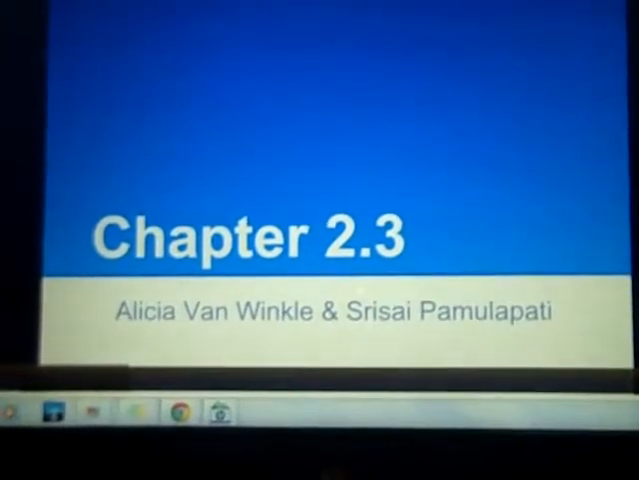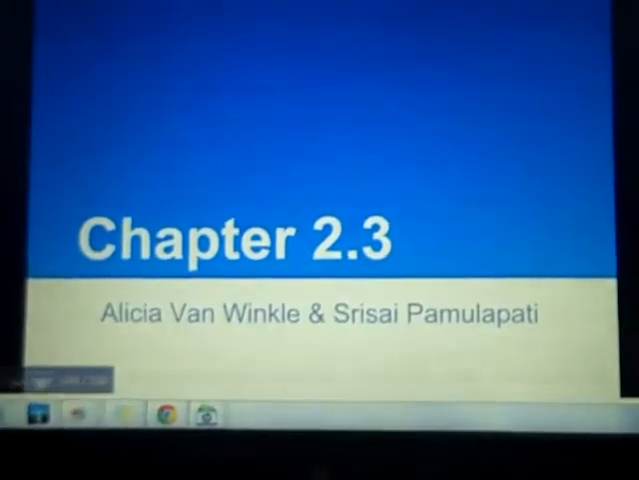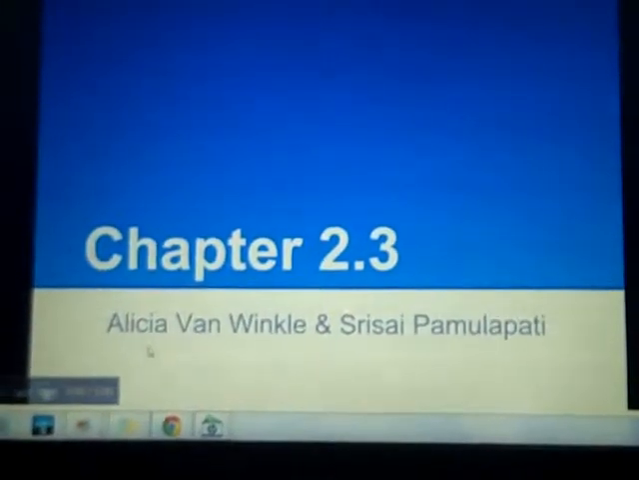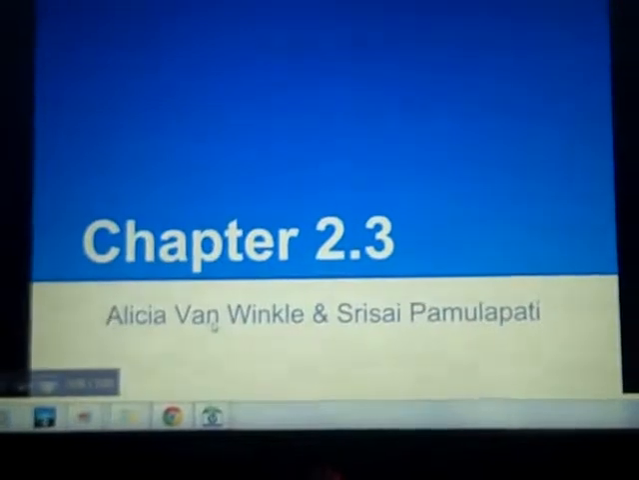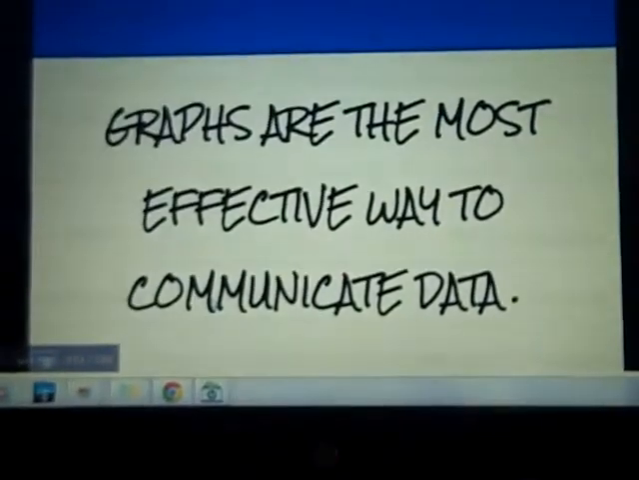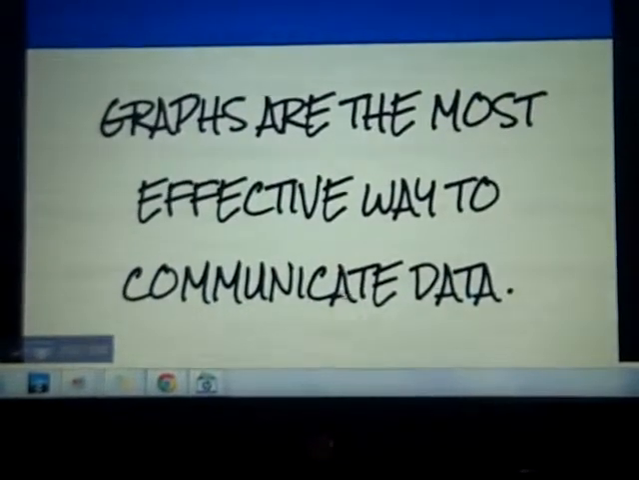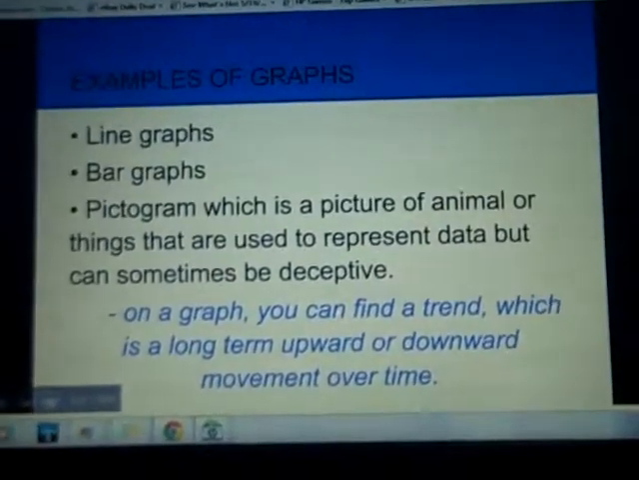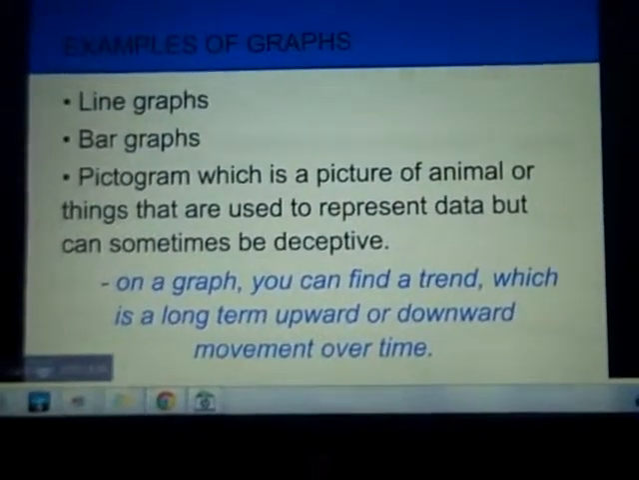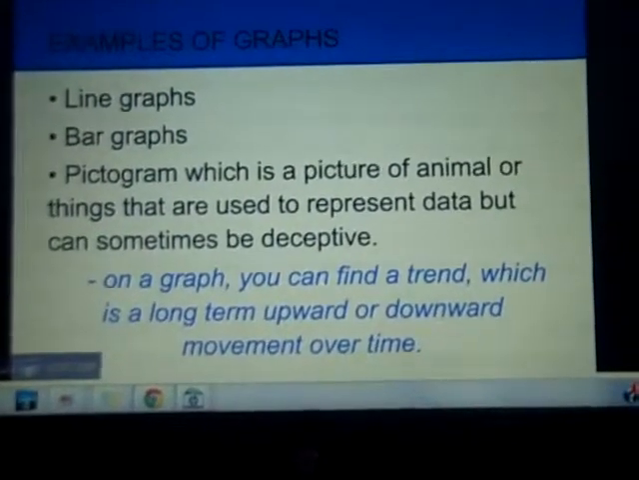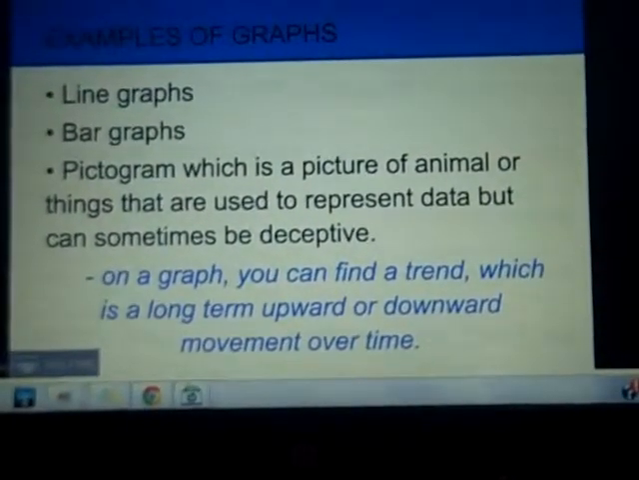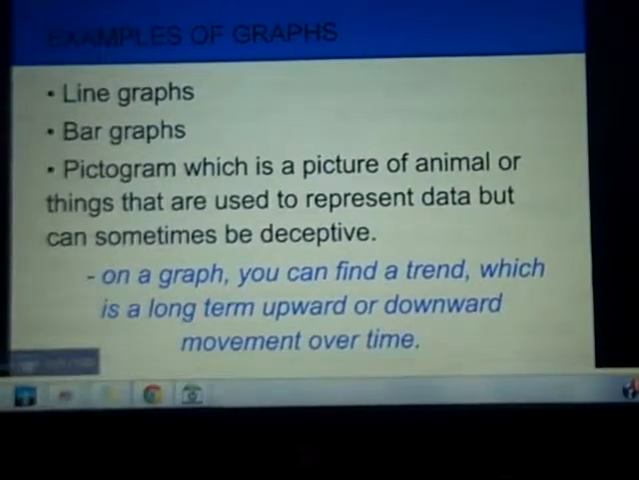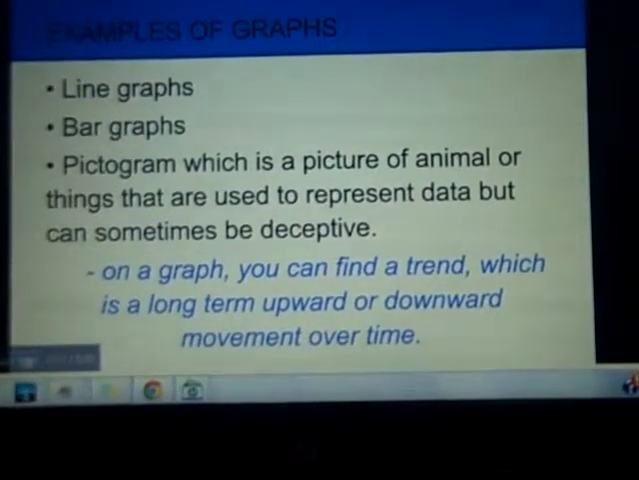So today we'll teach you about Chapter 2.3 from our textbook. Graphs are the most effective way to communicate data. There are different types of graphs. There are line graphs, bar graphs, and pictograms, the ones from our textbook. Pictograms are different types of graphs from line graphs and bar graphs.